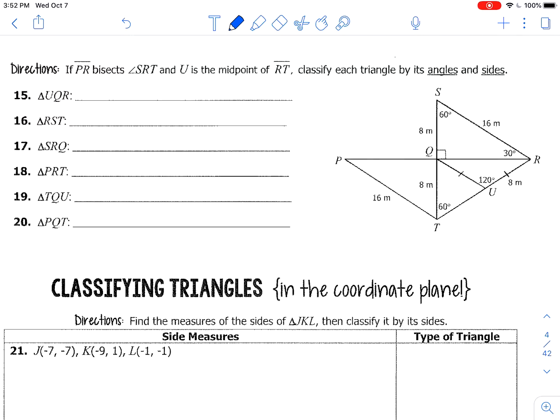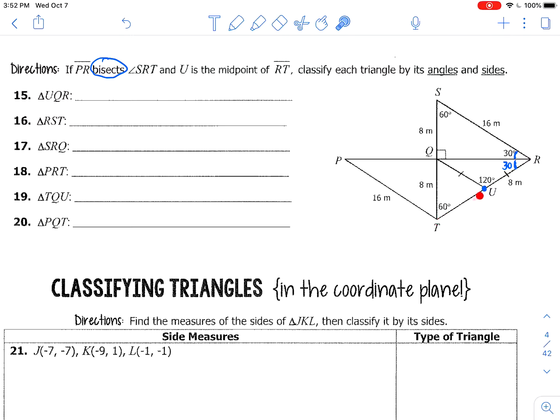Question number 15. Okay, well, let's read the directions. It says PR bisects this angle, SRT. So I know that this angle and this angle are congruent. If PR bisects, when you bisect something, you cut it exactly in half. If we have a 30 degree at the top, we're going to have a 30 degree right here.